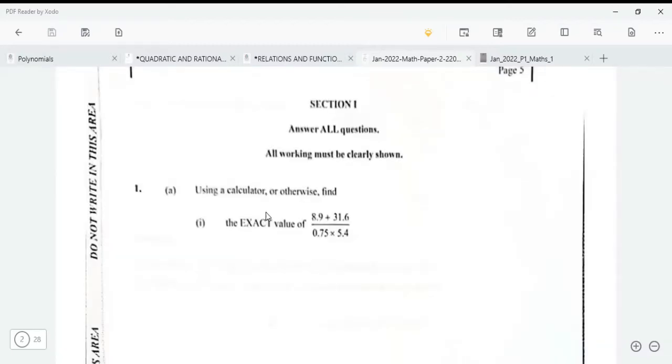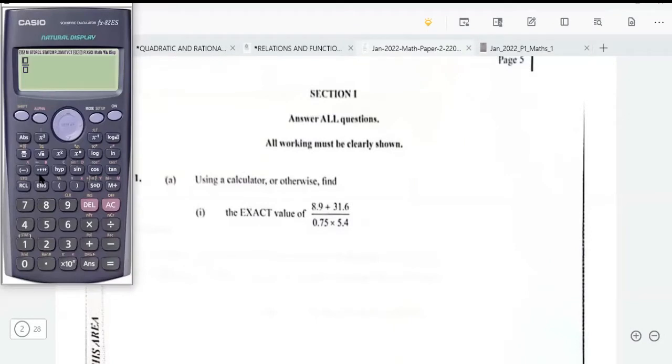All right, question 1. Question 1 says, using a calculator or otherwise, find the exact value of 8.9 plus 31.6 over 0.75 times 5.4. I'm just going to put that in the calculator. At this point, just take out your calculator: 8.9 plus 31.6 over 0.75 multiplied by 5.4. Just put that in a calculator, and we're not stressing that too much.